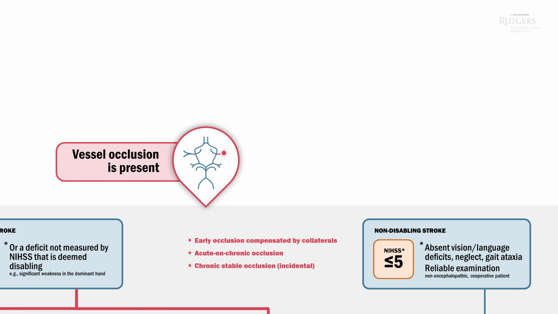And finally, this may be chronic stable occlusion, which you incidentally discovered on imaging and which has absolutely nothing to do with the patient's presentation. That chronic occlusion is not likely to cause the patient to deteriorate. The first 2 scenarios may need intervention. The third one does not.